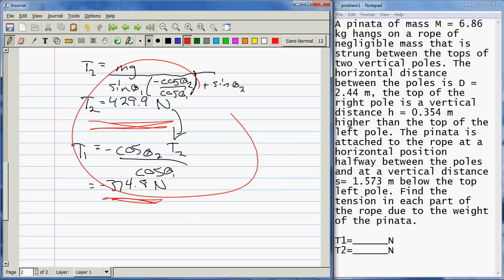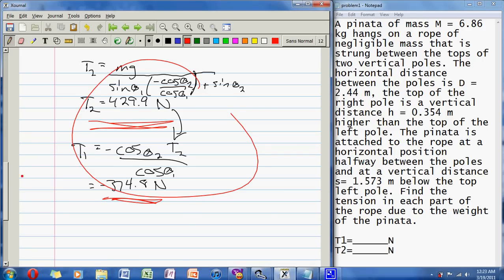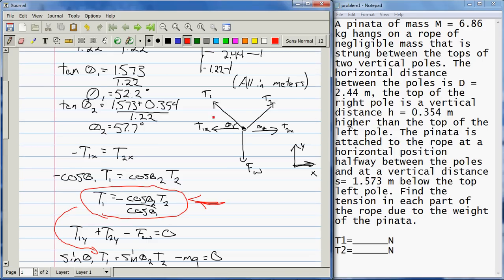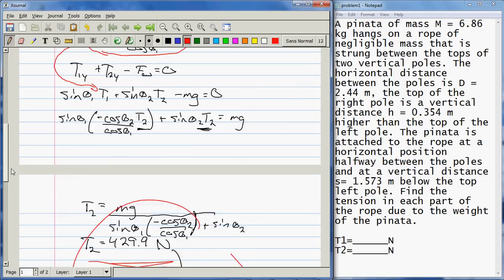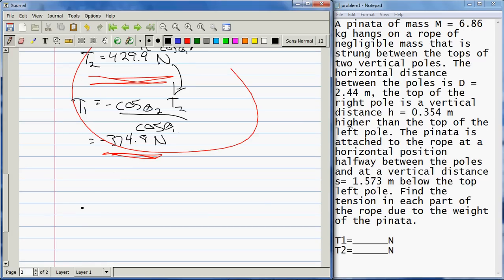And the reason why this is negative was because our T1 was initially in the negative direction. If you want, I would just call it positive because we're trying to find out the magnitude of T1, really. And we're not assigning any vector components. So, plus.